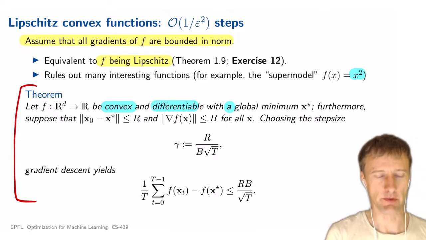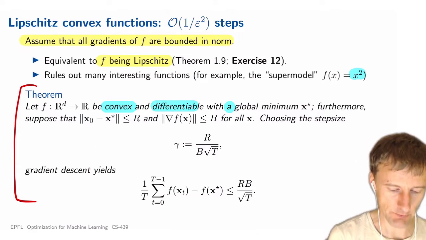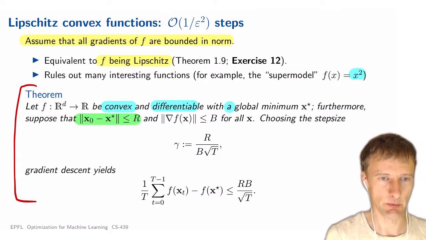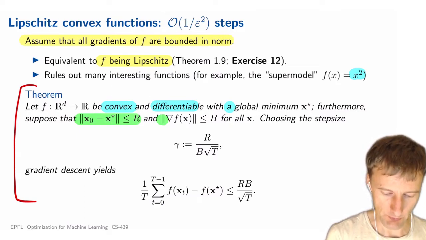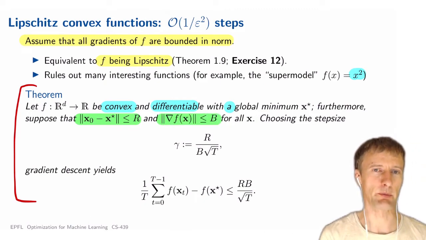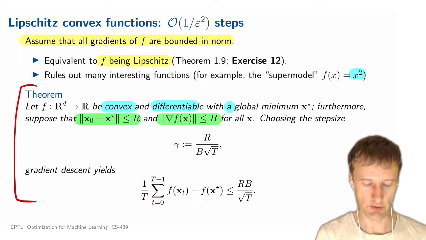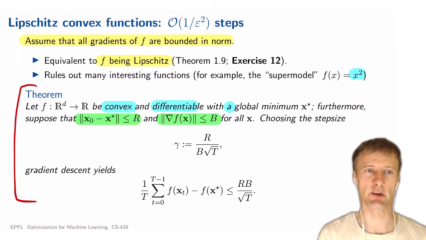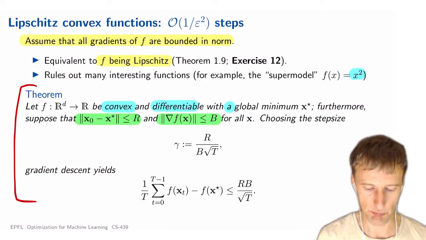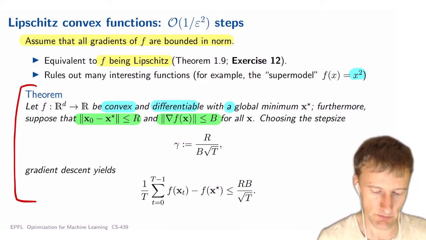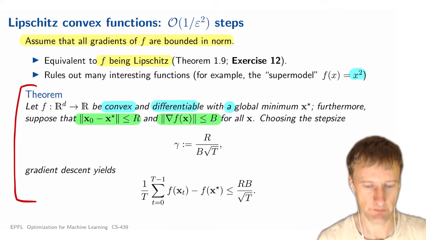These assumptions are going to be the ones which determine our rate, and there are two of them. The one is the initial distance to the optimum, and the other is that the gradient norms are bounded. For both of these, we have a quantity which describes how much this is the case. The initial distance to the optimum is called capital R, and the gradient norm we say is always bounded by capital B for any point which you encounter, or any point x where the function is defined.